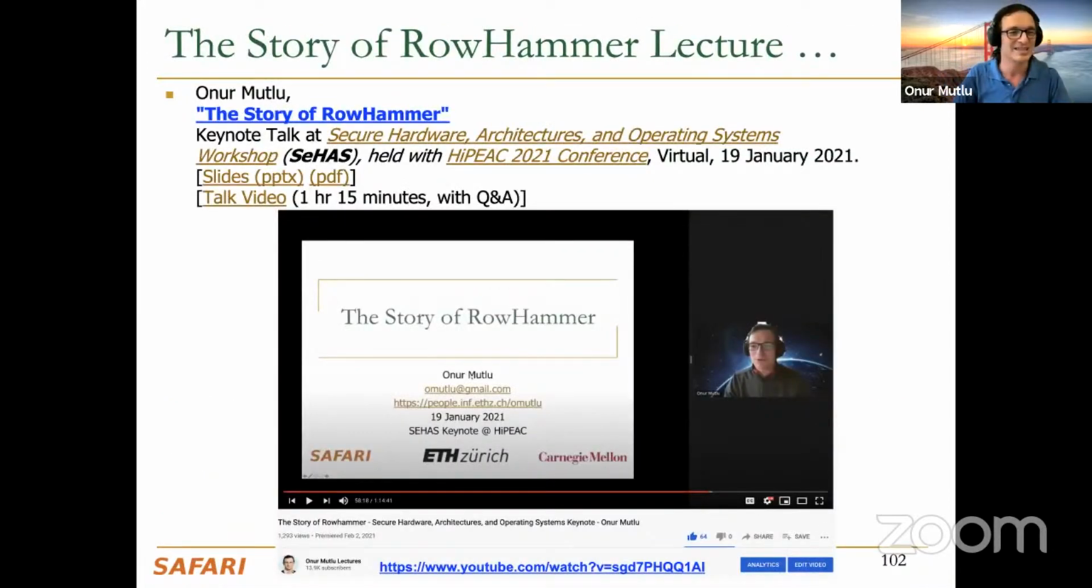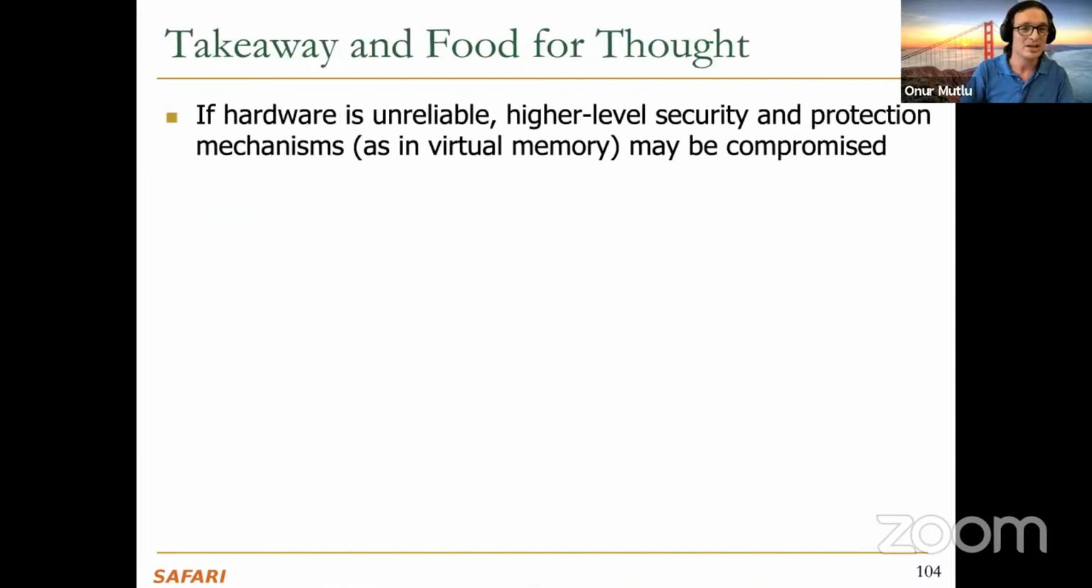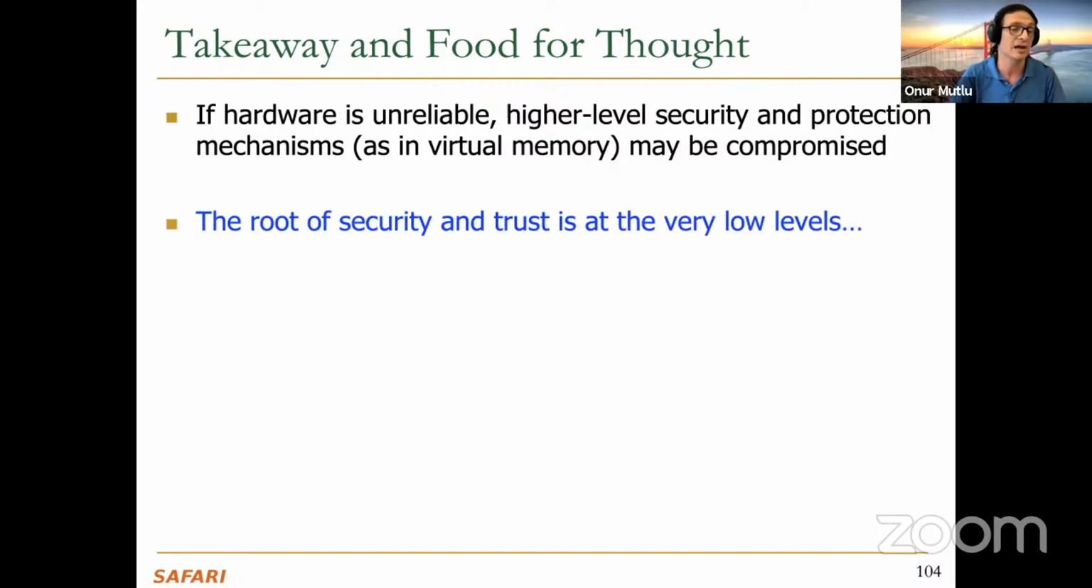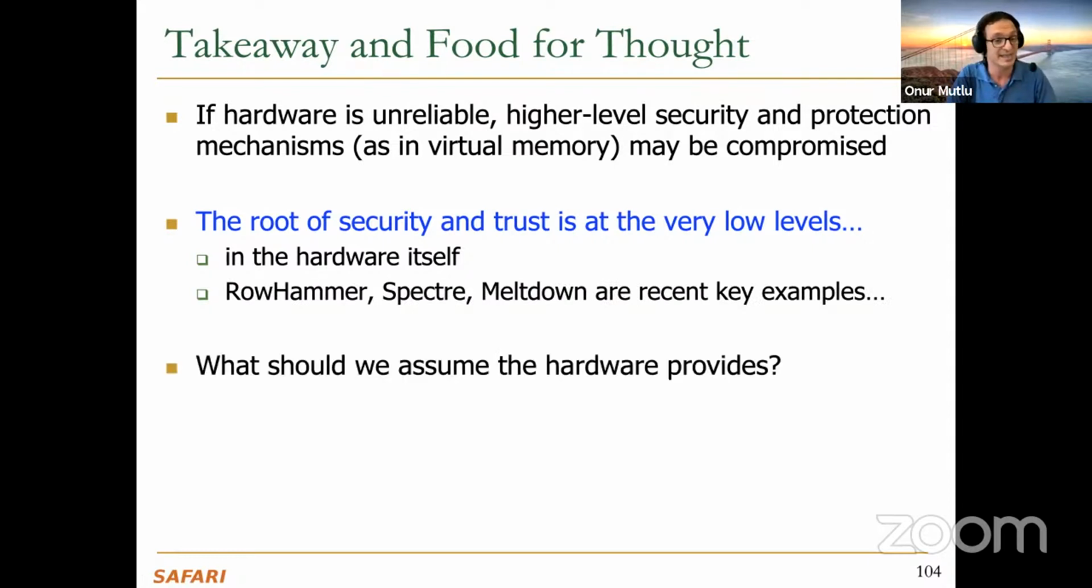Okay, I find this fascinating, so I will keep recommending the RowHammer lecture. And you can find more detailed lectures on RowHammer in our computer architecture class. So the takeaway, basically: if hardware is unreliable, higher-level security and protection mechanisms are useless, to say it directly. They may be compromised. Virtual memory provides protection at a higher level. It's great, but if you have hardware faults, you have a problem. This means that the root of security and trust is really at the very low levels, in the hardware itself. RowHammer, Spectre, and Meltdown are recent key examples of this.